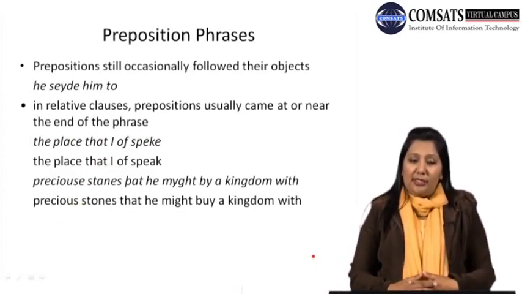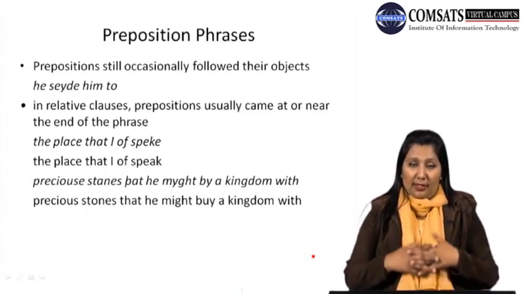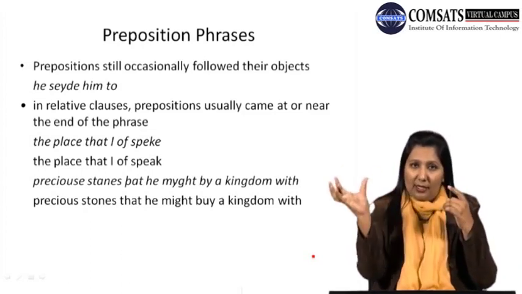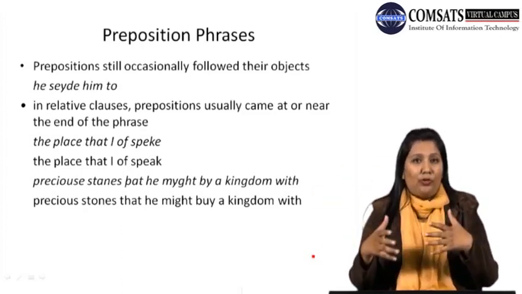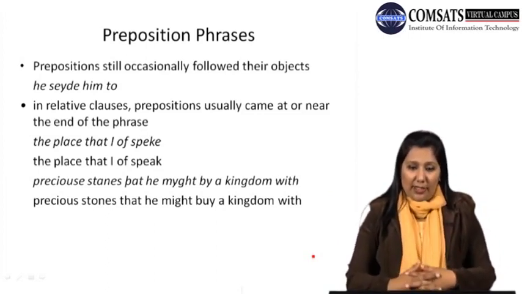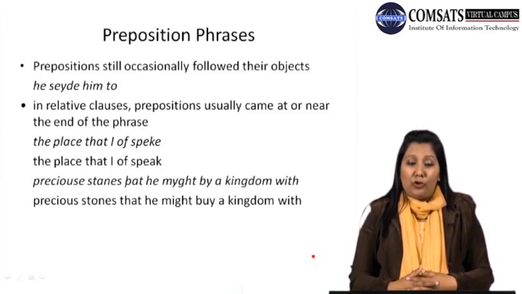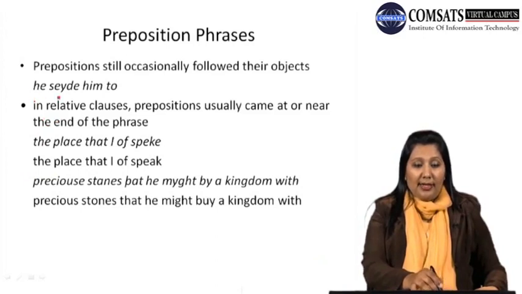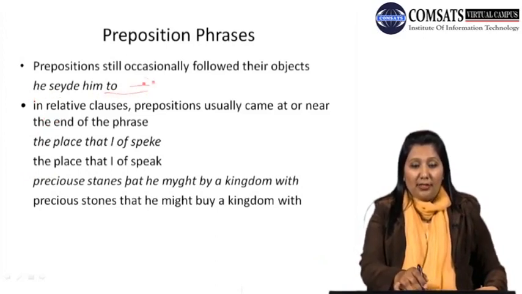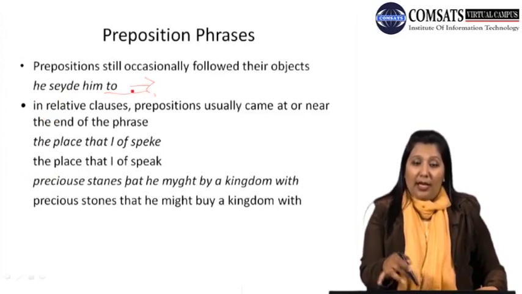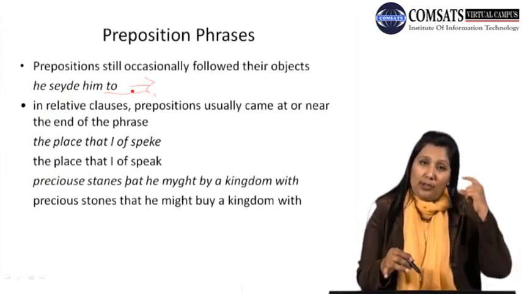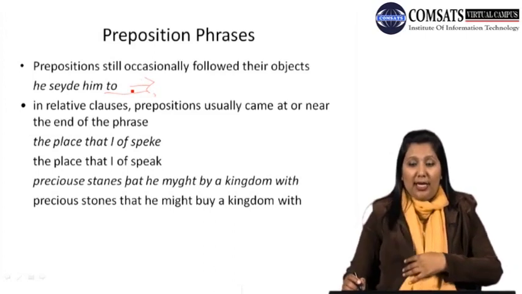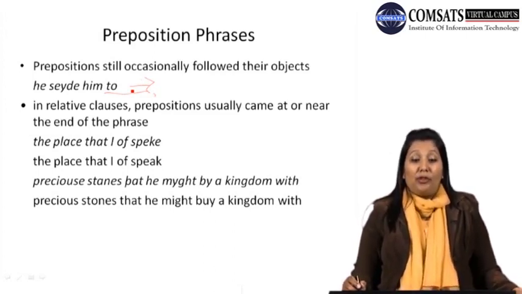Prepositional phrases. Prepositions still occasionally followed their objects. Up till now, we see that firstly there comes a preposition and then comes an object that follows it. Same was the case in Middle English. Prepositions still occasionally followed their objects. He said him to. After this, the next object would come, and so we see that to, the preposition, is followed by one object.